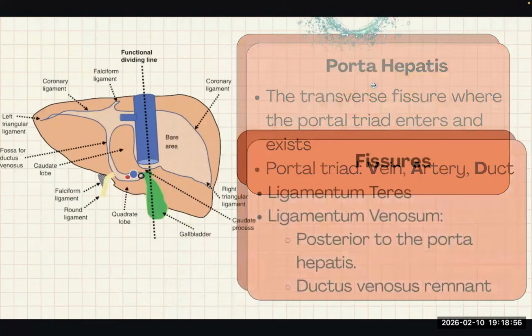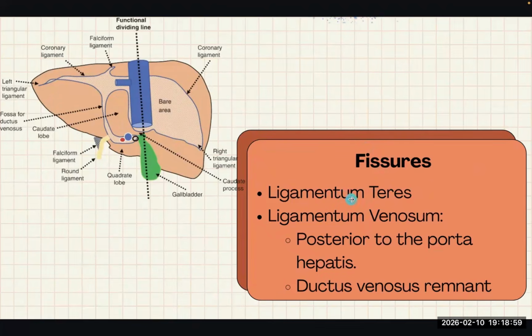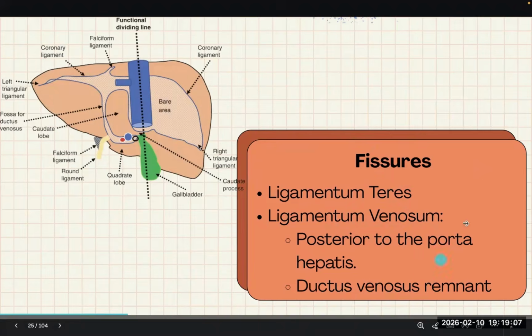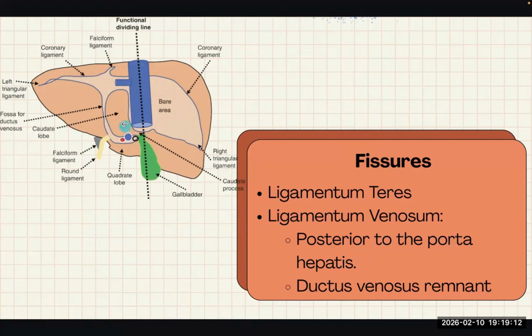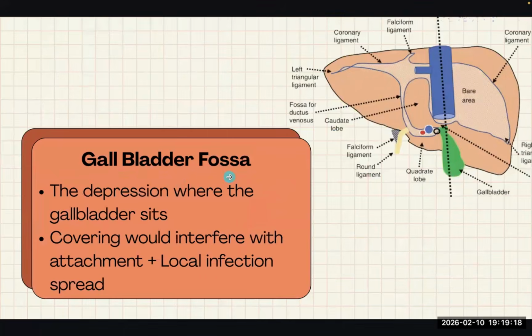Then we talk about the fissures. We already know this guy, right? Which we said is the remnant of the umbilical vein. We have the other guy, which is the venosum, and this is the ductus venosus remnant. Now this is a bit more embryo, but you have to know it. It sits posterior to the porta hepatis. And then for our last guy, it's the gallbladder fossa, which again we already talked about. It's a depression where the gallbladder sits. Why don't we have peritoneum on top of that region? Diaphragm attachment. The diaphragm is more attached to the bare area, but yes, it's also attachment.